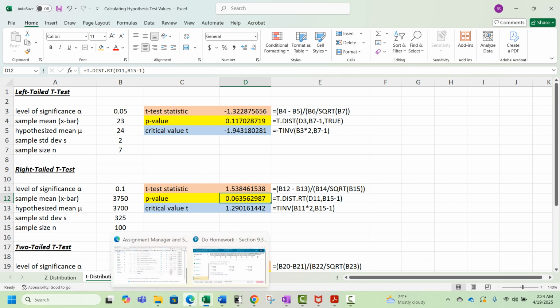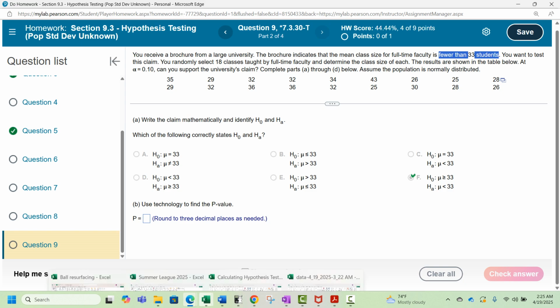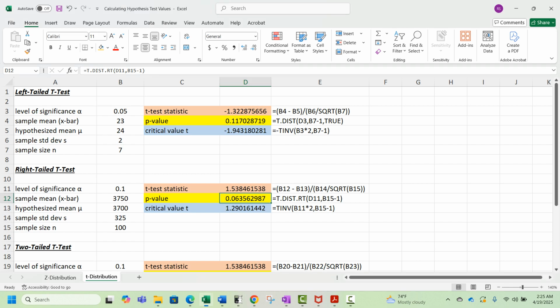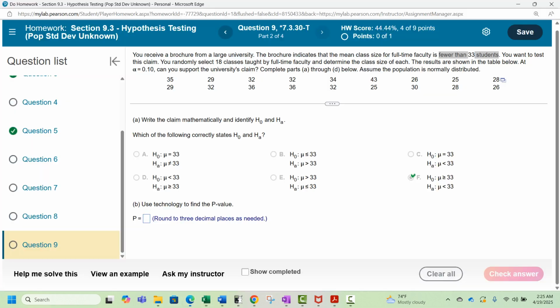Let me get some values here. We are testing against 33. There were 18 classes we selected, 0.10. 0.10, 18 classes, and we're testing against 33. I'm going to double check that in case my memory's off. Now we have to put in the mean and standard deviation that we got. Let me just double check that real quick. So like I said, this one just didn't give us the mean and standard deviation, but we were able to easily calculate it with Excel. Yes, 33, that's correct. So let's come over here.